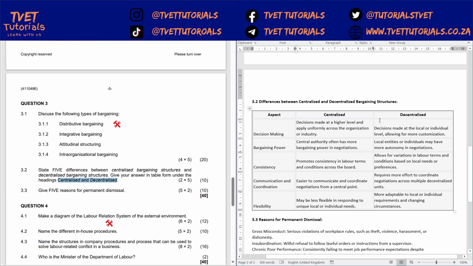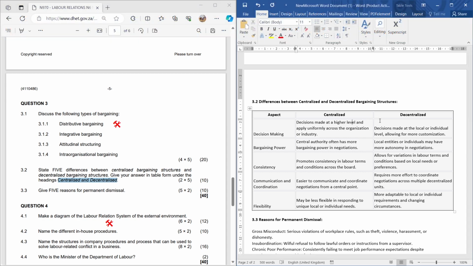And then with decentralized, in terms of decision making, decisions are made at the local or individual level, allowing for more customization, right? So that means that if I am just a typical employee working for company A, I can go to my supervisor and explain, maybe if I have a conflict, and then it can be resolved right there. It does not have to be escalated to seniors or anything like that, right? So with decentralized bargaining structures, the decision making is placed at a local or at an individual level, right?